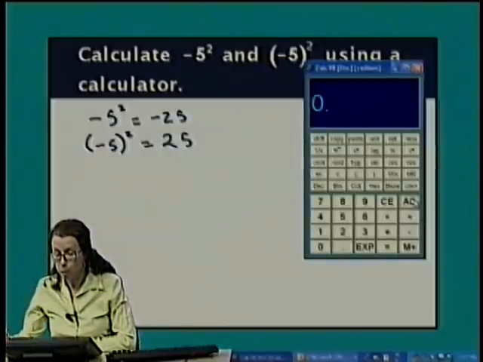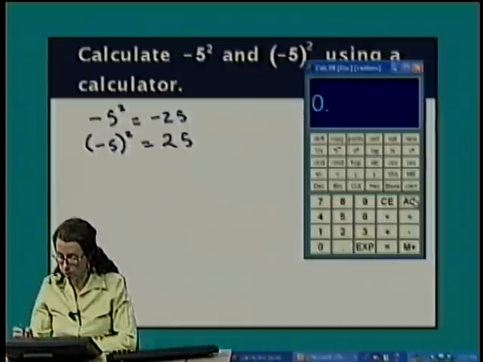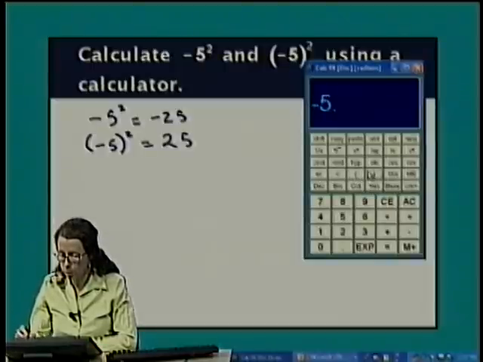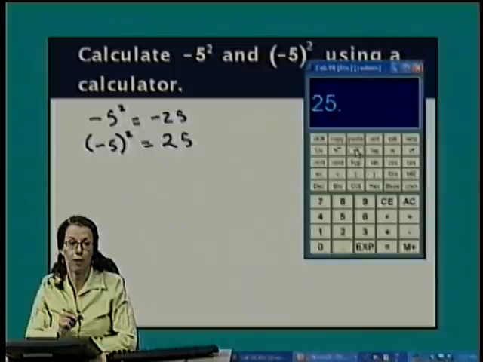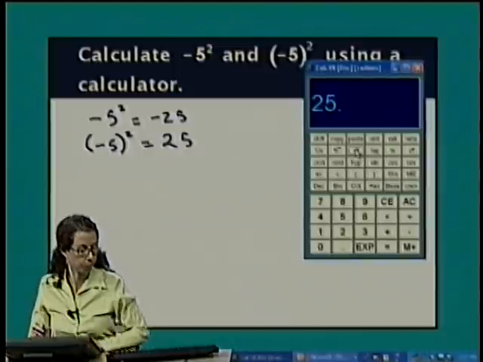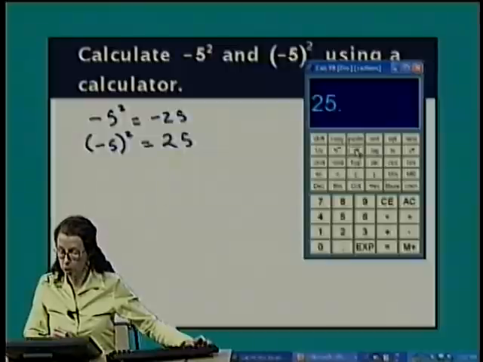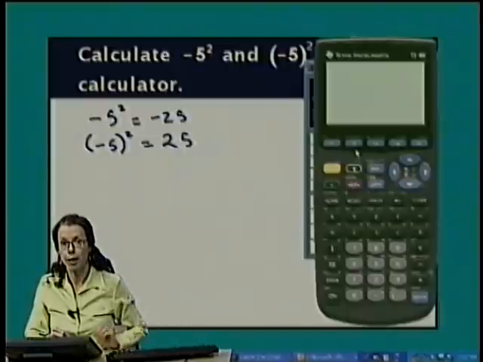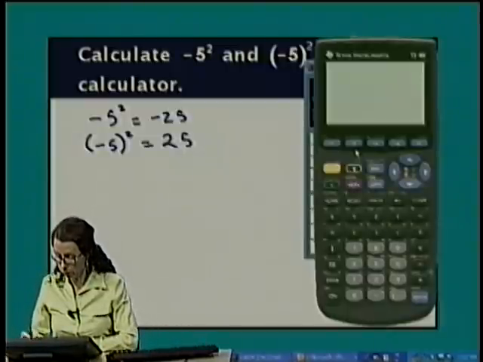Now to do the other problem, I'm going to use parentheses. And I'm going to put the negative 5 in parentheses. So I'm going to open parentheses, type in negative 5, close parentheses, and then square it, and I get the correct result. Let me just quickly show you on a graphing calculator how the negative works.